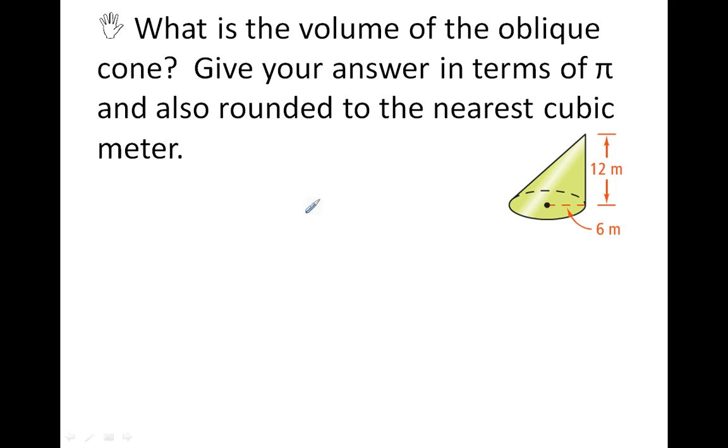Here's another oblique cone. Same formula. Volume equals 1/3 times pi times r squared times the height. So 1/3 times pi. The radius in this one is 6. The height is 12. So we have 1/3 times 6 times 6 times 12. We get 144 times pi. Again, we also want this answer rounded to the nearest cubic meter, so we have 144 pi cubic meters. That's exact. If we round to the nearest cubic meter, so multiply it out, we get 452 cubic meters.